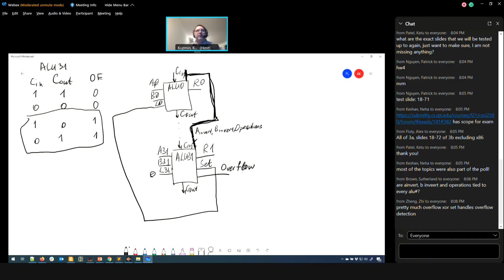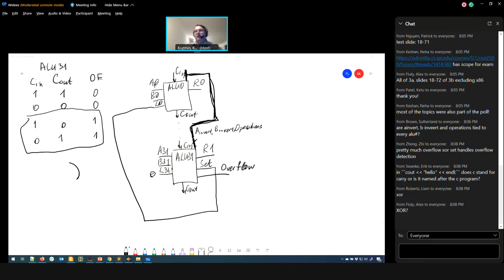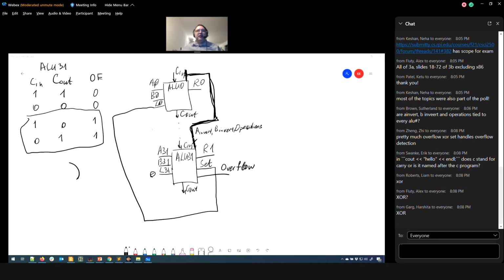And then from this, hopefully you remember, which gate do I need? It's an XOR, exactly.